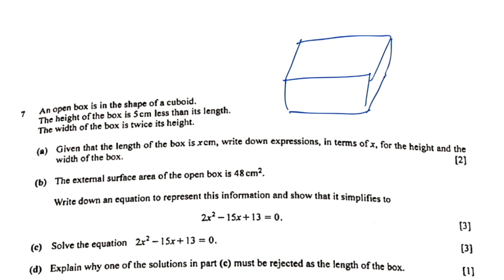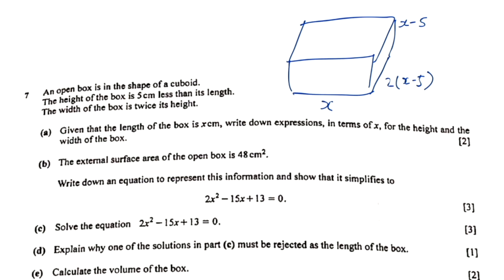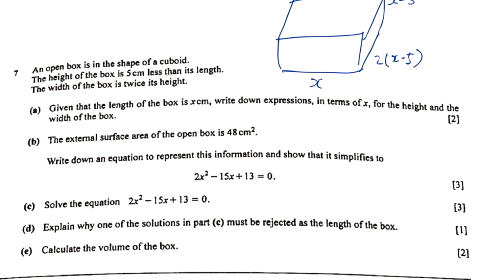The length is x, so this is x. Now the height is 5 less than the length, so the height is x minus 5, and the width is twice that, so the width is 2x minus 5. Okay, do you get this? The first part of the story: write down an expression for the height and the width. So it's already done. Is that okay? Okay, next. So this one is settled.